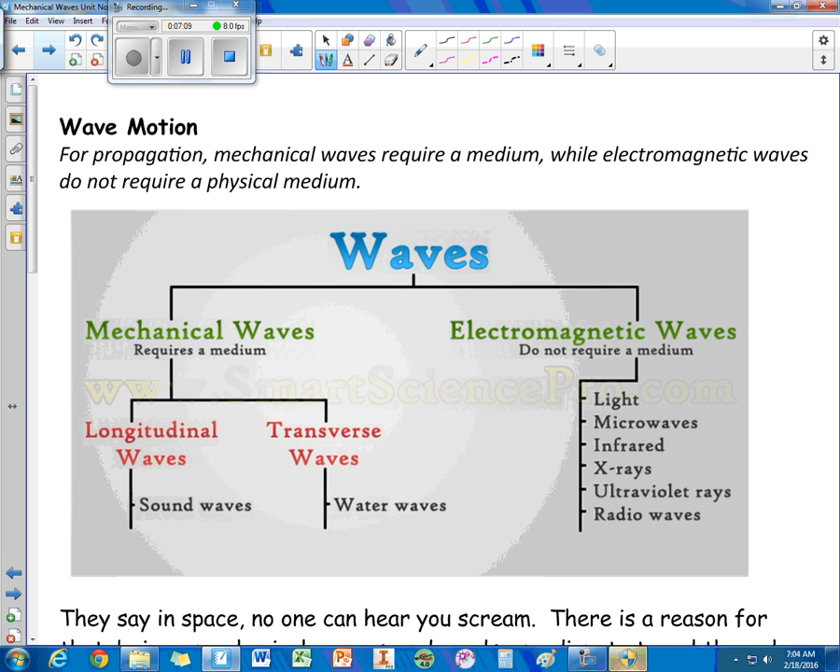Now, as waves move, for mechanical waves, they require a medium. A medium is something for the wave to move through. As the wave travels, the medium is what does the waving. So if you think about water, as a wave travels through water, water is the medium, water does the waving. Electromagnetic waves are special. They do not require a physical medium.